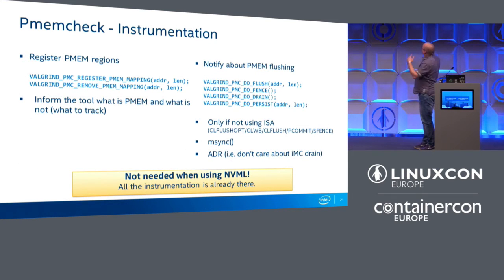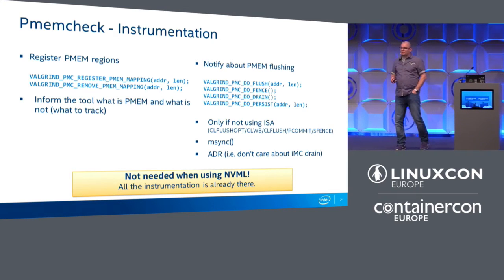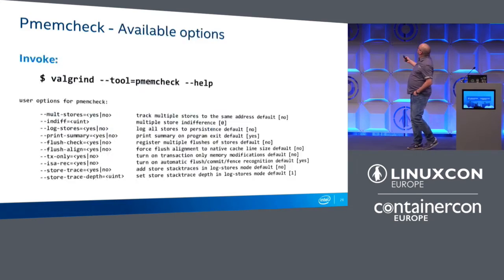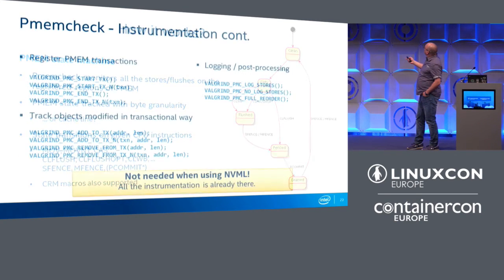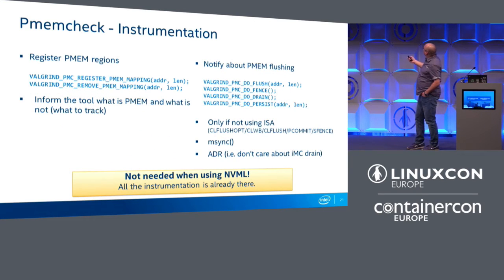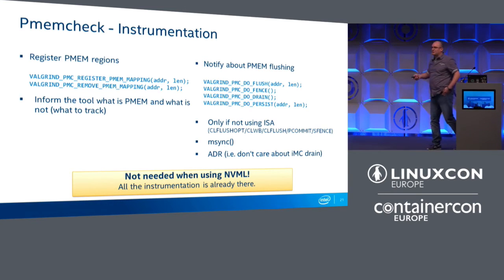Okay, some examples of those client request macros. Here are the macros to register or unregister a persistent memory region. And we also have macros to inform the tool that you flushed the data to persistence or that you drained the memory controller buffers.